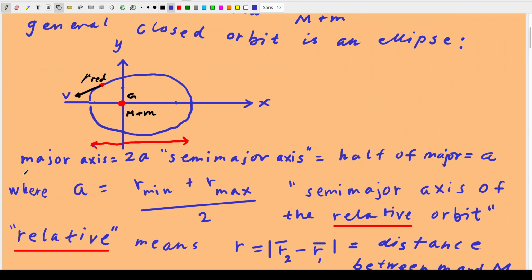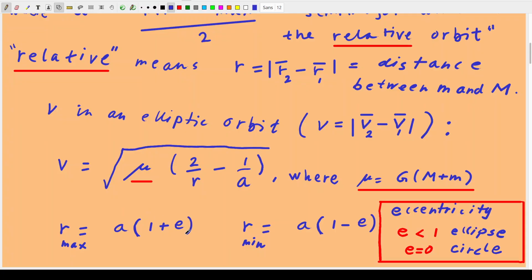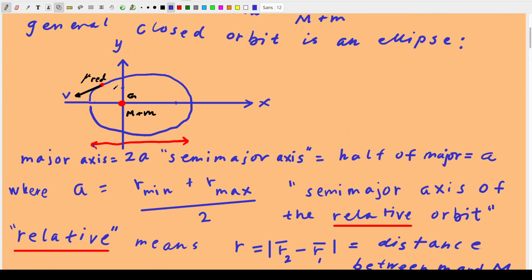Also for elliptic orbits, we are normally talking about an eccentricity, and that is how elongated the orbit is. For example, if e, as you see here, is 1, then r max equals 2a. So in that case, the orbit is like this. And this is two-way. So it's very elongated in that case.